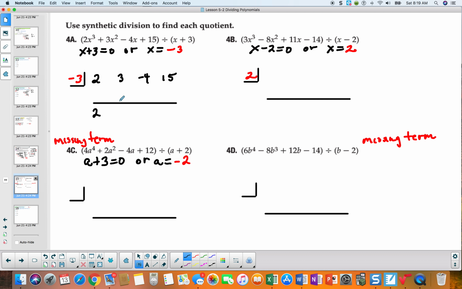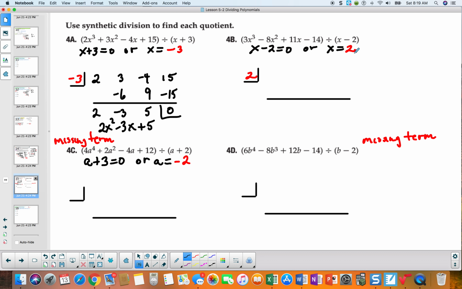I'm going to multiply these two, and that's going to be negative 6. And then I'm going to add negative 3. I'm going to multiply these two, and that's positive 9. I'm going to add, and that's 5. I'm going to multiply these two, that's negative 15. I'm going to add, and that's 0. Now the last term is always your remainder. Okay, now I'm going to actually write the answer down. So the answer is going to be 2x squared minus 3x plus 5, and there's no remainder, so I can ignore that part.